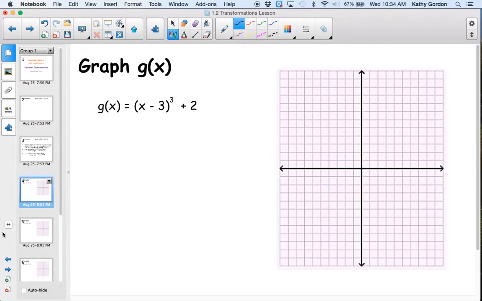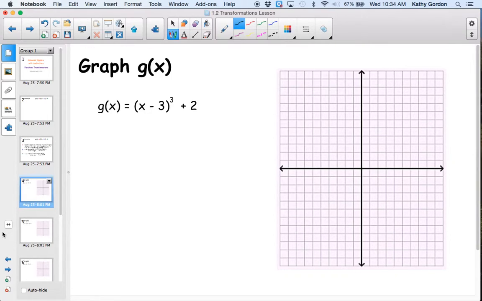Sometimes it'll ask you, sometimes it won't, but whether it asks you to identify it or not, you should still be thinking it. Because you want to think, what does the parent of this thing look like? And I would even say, if you want, go ahead and make a quick sketch of that on your graph. Like, here's what the parent looks like. Second step is to then identify your a, h, and k.